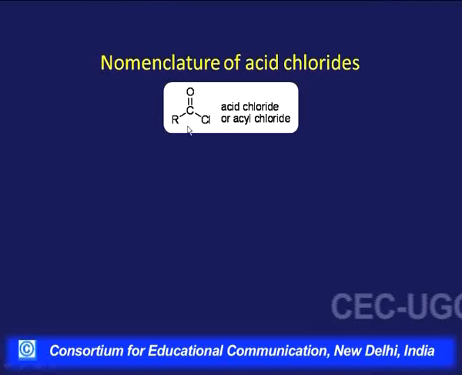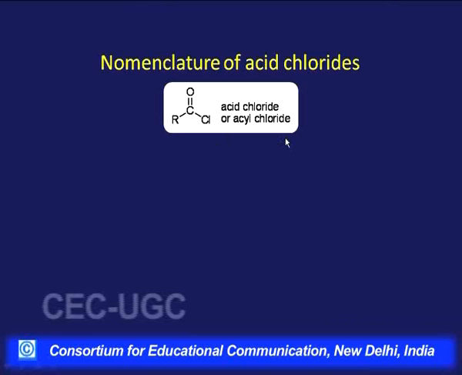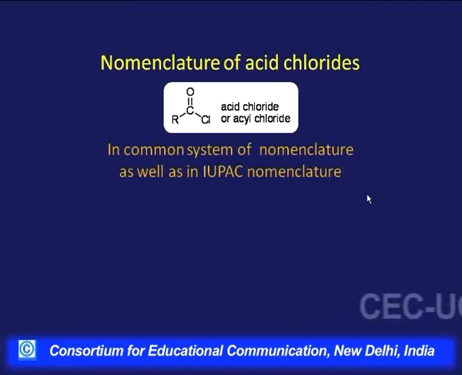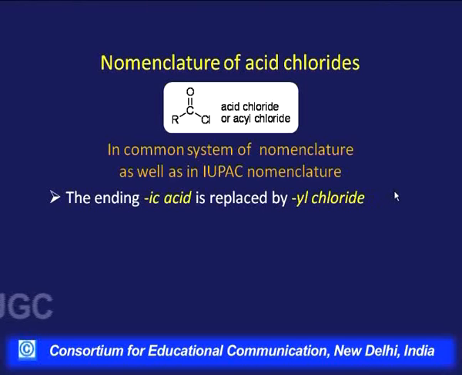This represents the formula for some acid chloride, RCOCl. In the common system of nomenclature as well as in the IUPAC system of nomenclature for naming these acid chlorides, the ending in the acid, ic acid, is replaced by yl chloride. Whether it is a common name for the acid or the IUPAC name for the acid, the suffix ic acid is replaced by another suffix, which we call yl chloride.